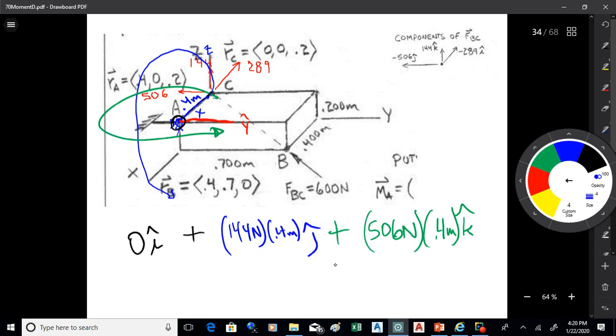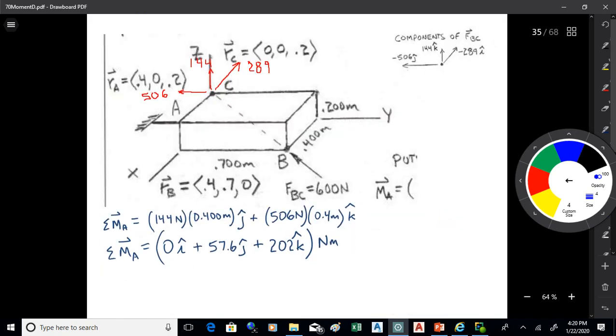So the 144 was a z force. The moment arm was in the x direction, so that got us a y component, which is j, okay? The 506 is a y force. The moment arm again in the x direction, so that got us a z, which is a k component of moment. All right? So that's how you compute 3D moments. That's the fundamental idea of how you do it.